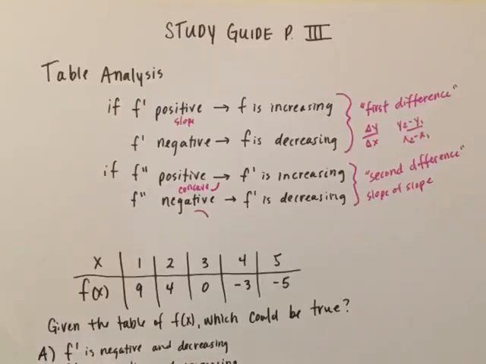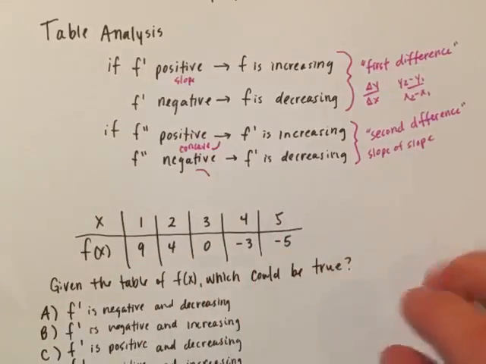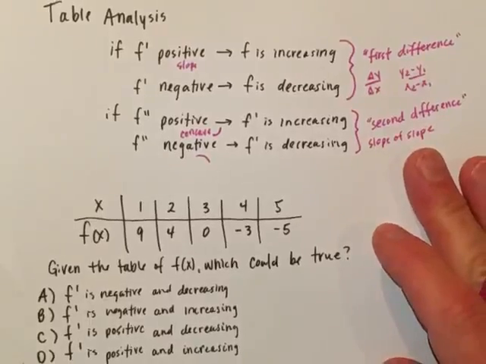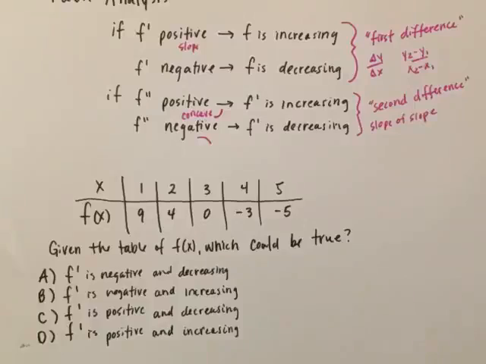Now let's put this into practice. We've got the following table here, we've got this function, and we're given just a select table of values. This actually came from our CFU the other day, and I want to make sure that I'm going over some common mistakes here.